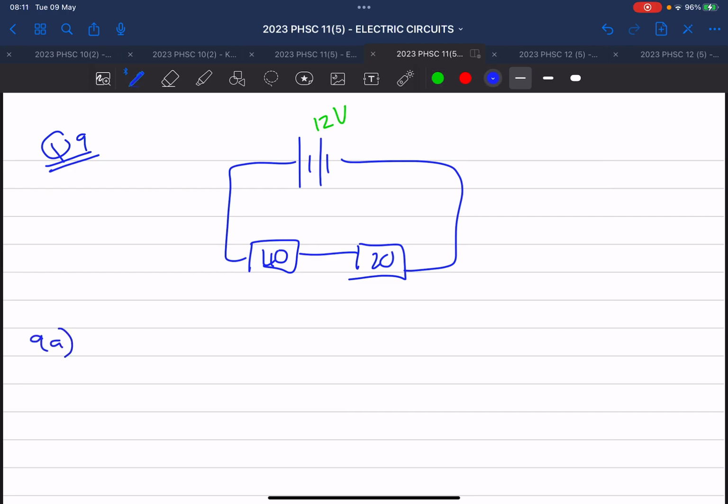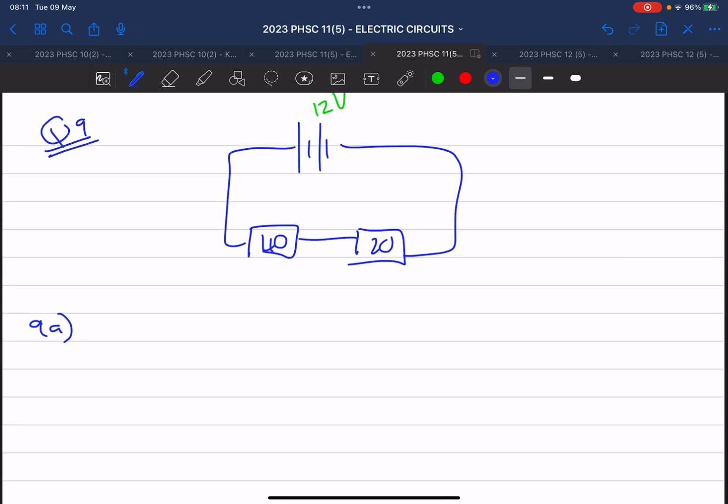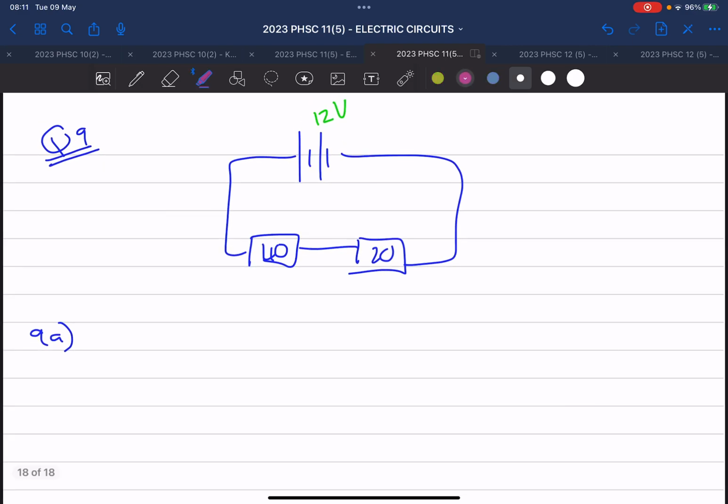Calculate the current passing through each resistor. Now before I do that, I consider my diagram. Here goes my little mains. The whole current must pass through there. The whole current must pass through there. So I know that the total current passes through there and the total current passes through there.